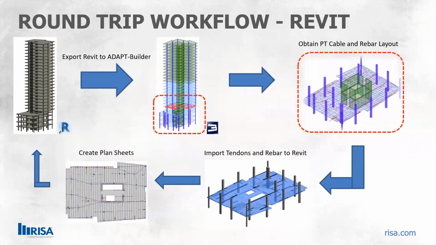Here's a flowchart on how you could use Revit in combination with ADAPTBuilder. We're very proud of this method. It's almost a full round trip workflow. You would start with a Revit model, export the geometry to Builder, perform the design to obtain the PT and rebar layout, import the tendons and rebar back into Revit, and then create your plan sheets.